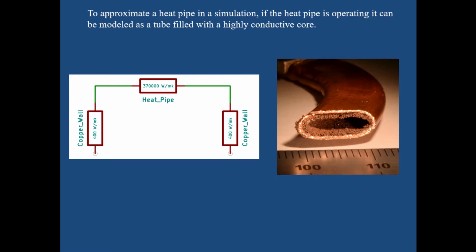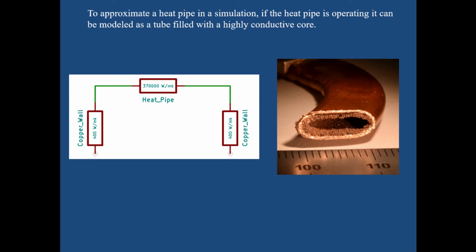Because the phase change process is effective at moving heat, its resistance is very small compared to conduction through the wall of the pipe itself. Because of this, the heat pipe can be modeled as a copper tube filled with a highly conductive solid. This removes the need to model the phase change process in the simulation.